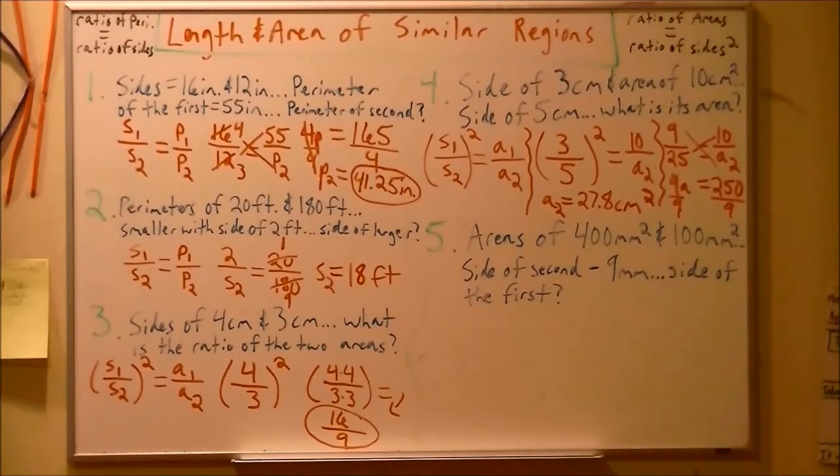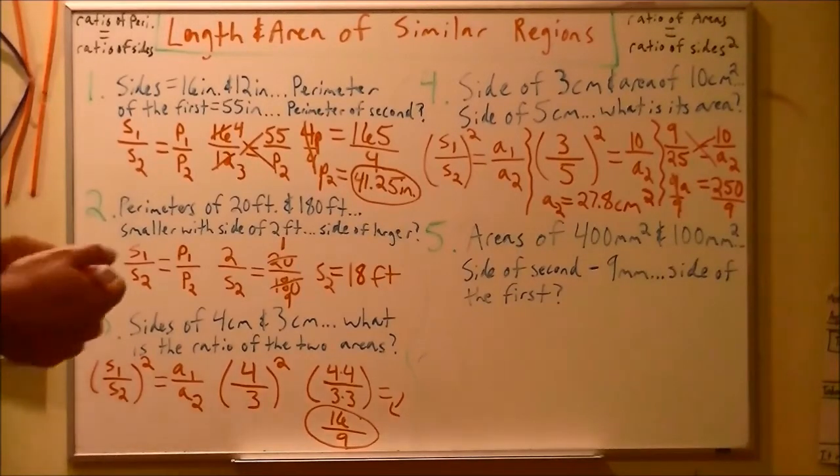Okay, number 5. The areas of 2 similar pentagons. So we're dealing with 5-sided shapes again. The areas of 2 similar pentagons are 400 millimeters squared and 100 millimeters squared. One side of the smaller pentagon is 9 millimeters. Find the length of the similar side of the larger pentagon.